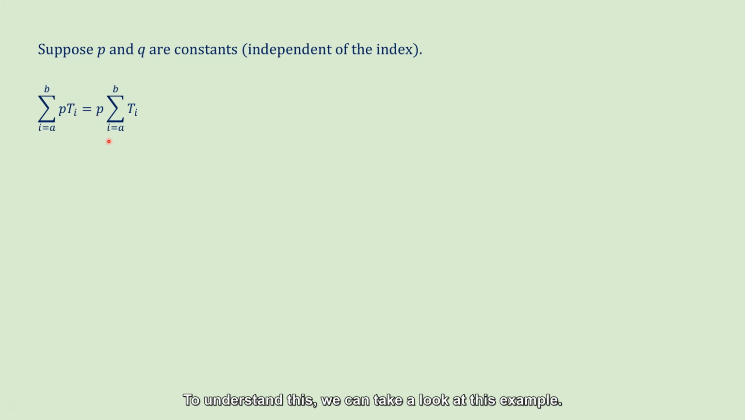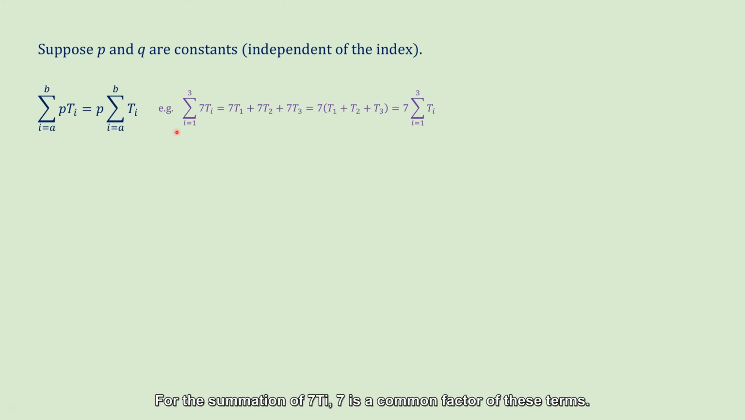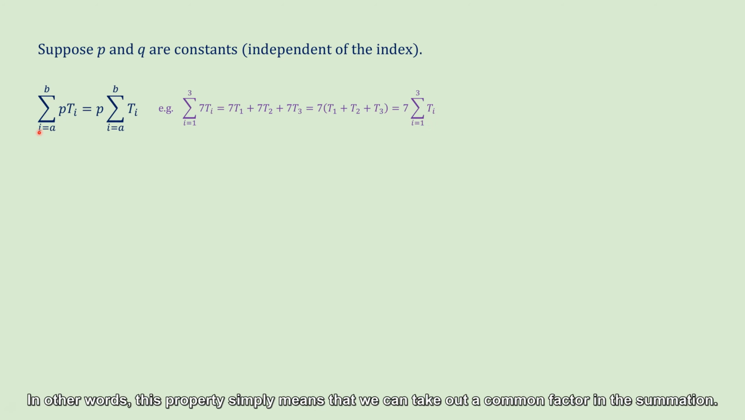To understand this, we can take a look at this example. For the summation of 7 times i, 7 is a common factor of these terms. Therefore, it can be taken out like this. In other words, this property simply means that we can take out a common factor in the summation.